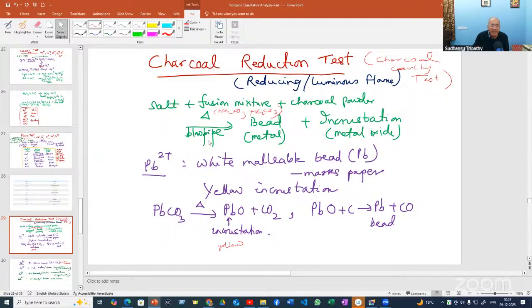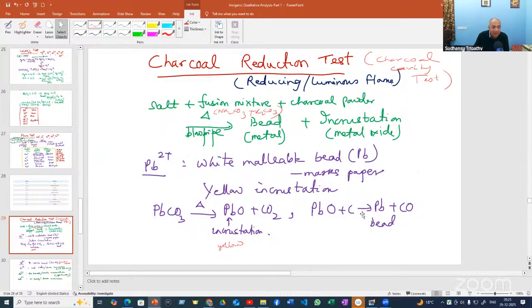And then heat in a blowpipe using a reducing flame. Here it is reducing, that is why it is called charcoal reduction. In the reducing flame there are a lot of unburned carbon particles. It is a yellow flame, not blue. So when you heat for a long time, ultimately it will form carbonate because the fusion mixture will provide carbonate. Whatever the cation may be, it will form a carbonate salt. Carbonates easily decompose to produce the corresponding oxide. And since there is charcoal powder or charcoal itself as a reducing agent, it will reduce. A mini metallurgical process will happen.